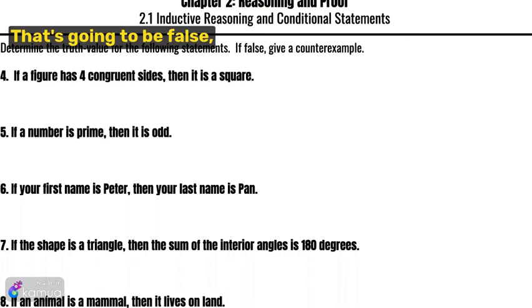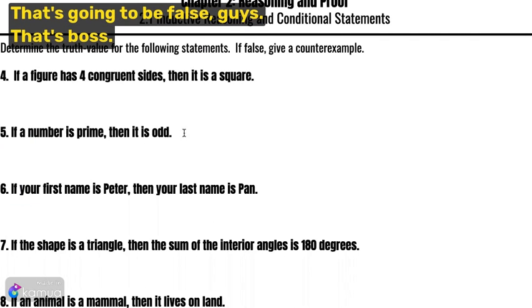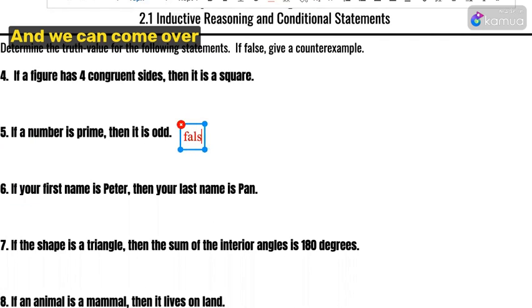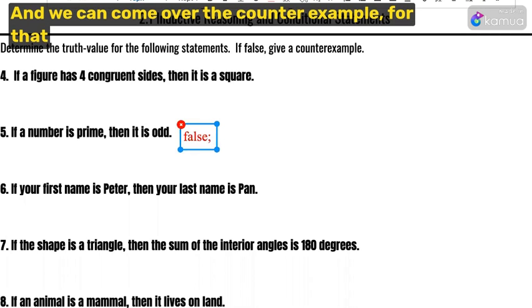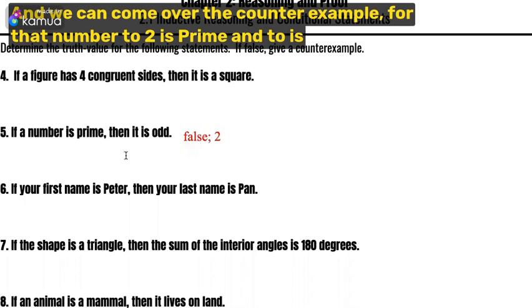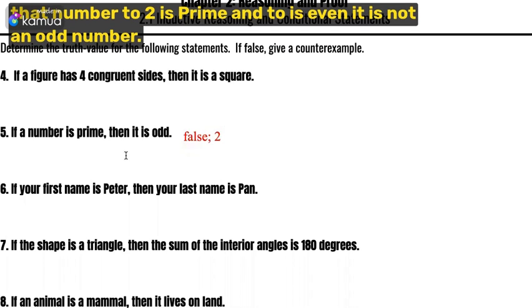That's going to be false, guys. That's false. And we can come up with a counterexample for that. Number 2. 2 is prime and 2 is even. It is not an odd number, okay?